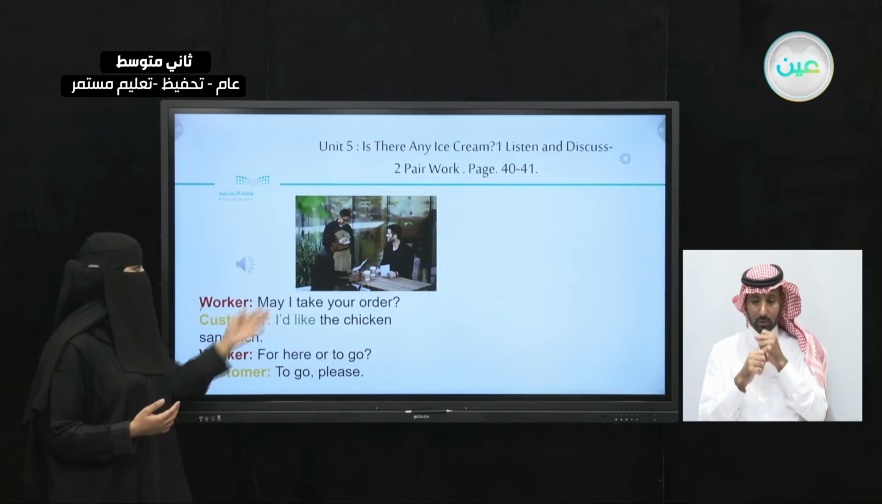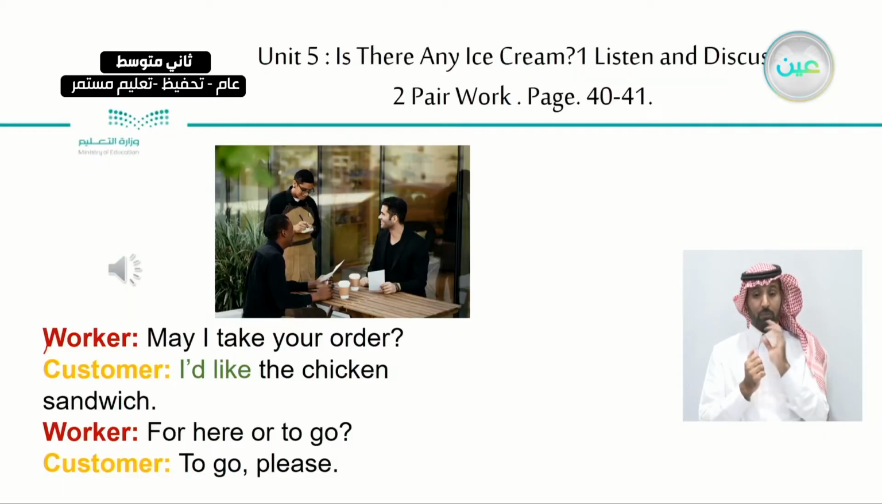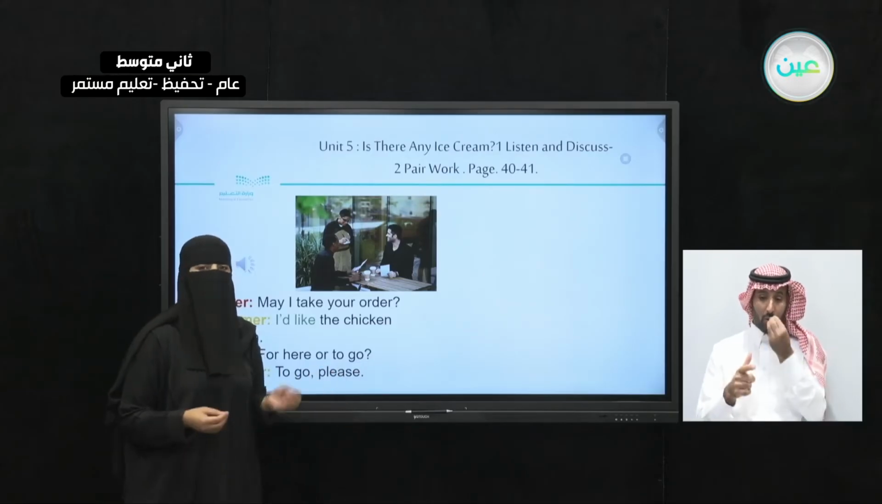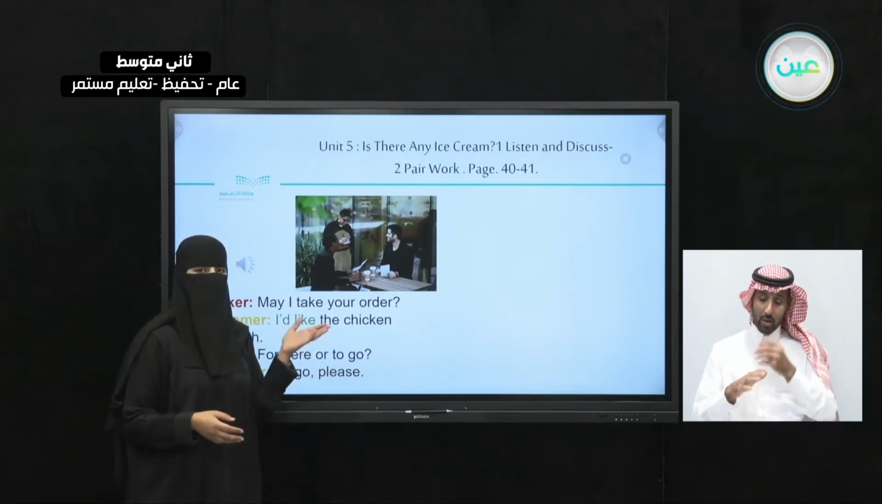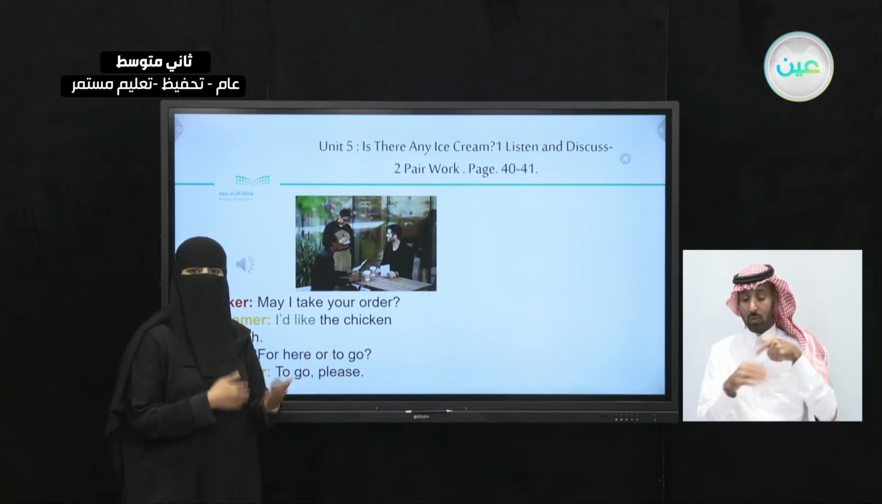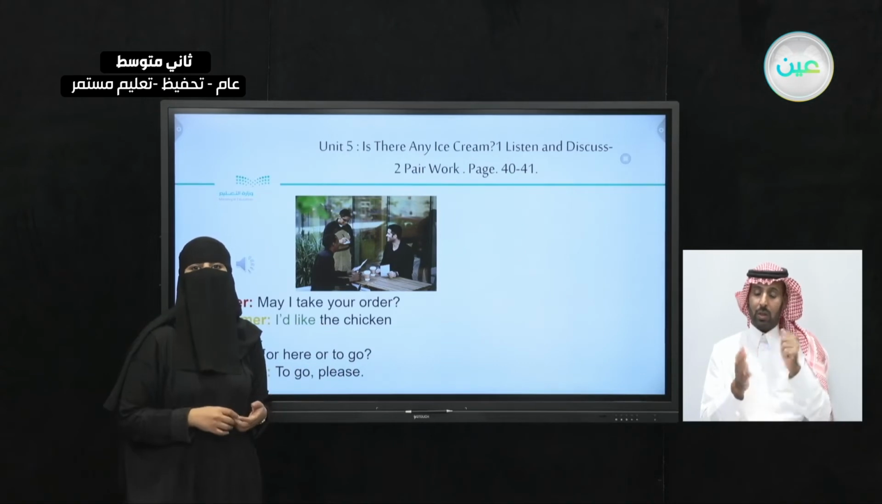Now here the waiter also completed the question. For here or to go. What is the meaning of for here or to go? That means, are you going to have your chicken sandwich here in the restaurant, or do you want me to wrap it for you so we can eat it elsewhere?